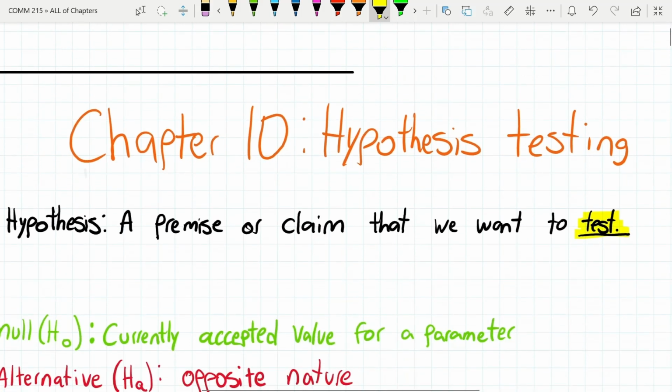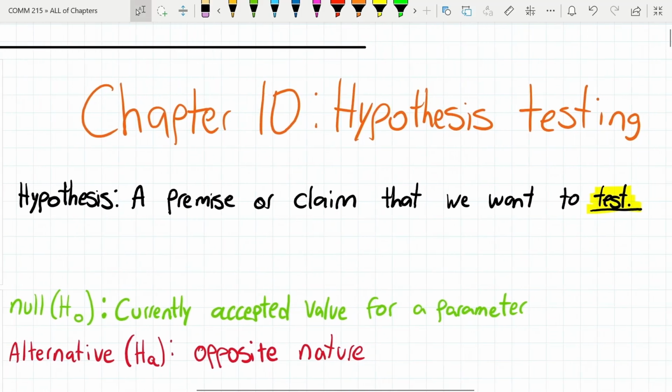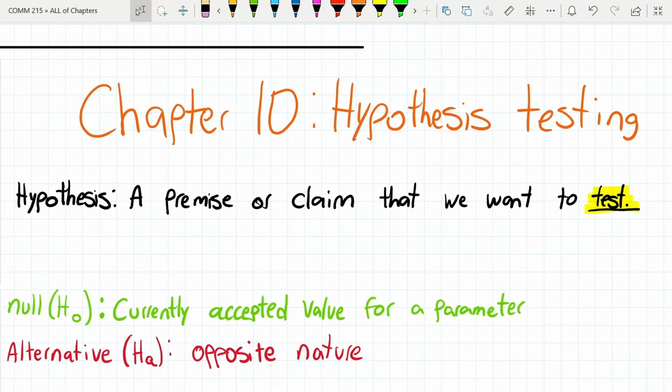or not. So when you have a hypothesis, you can have your null, which is denoted by H0 over here. I'll highlight that in green. It is the currently accepted value for a parameter. And the alternative, which is HA, I'll surround it in red. HA, the alternative, is just the opposite nature of our null hypothesis.